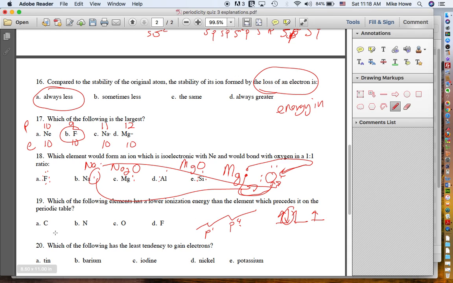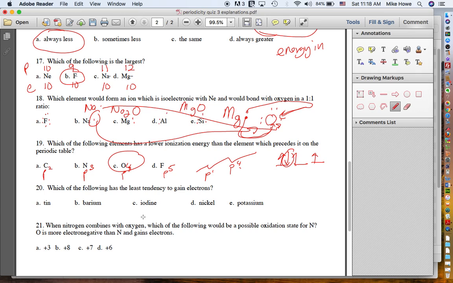Now, which one of these is in a P4 position or a P1 position? Well, carbon's in a P2 position, nitrogen's in a P3 position, oxygen's in a P4 position, and fluorine's in a P5 position. So the P4 is the one that's going to have a slight dip for ionization energy. So the answer was C.